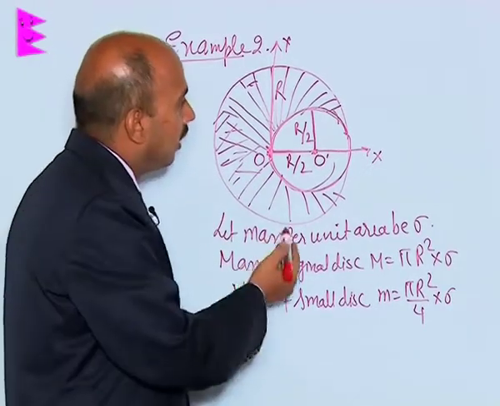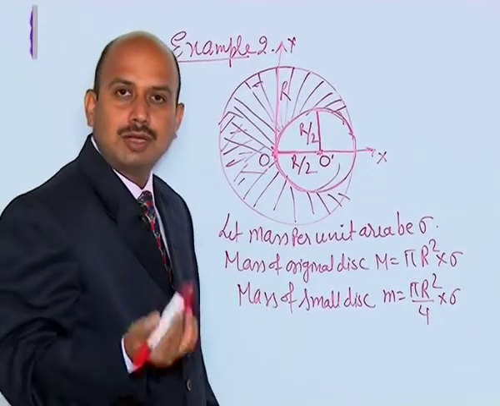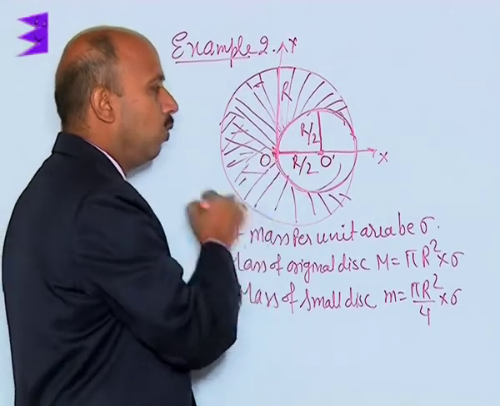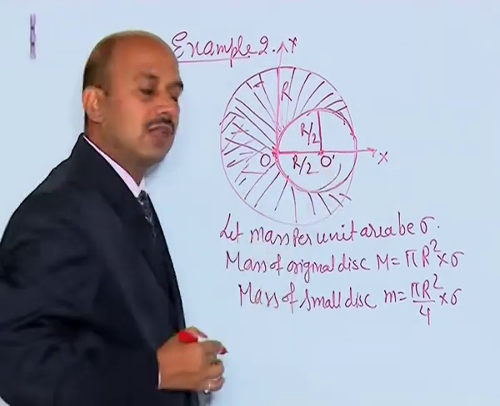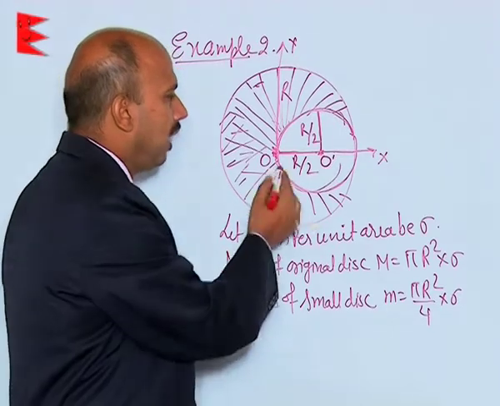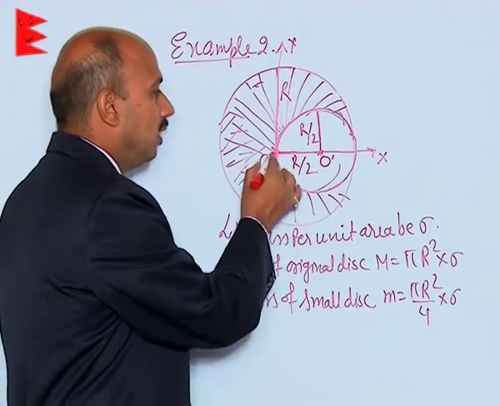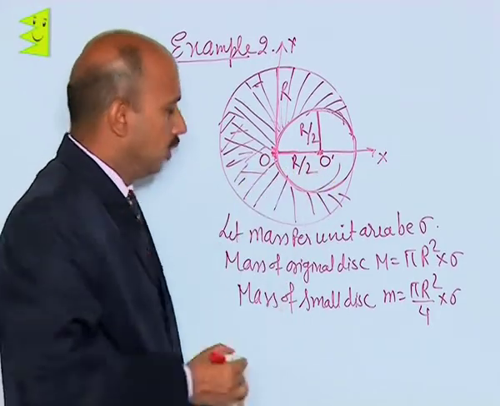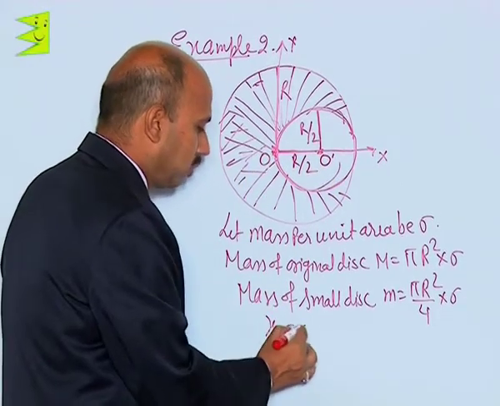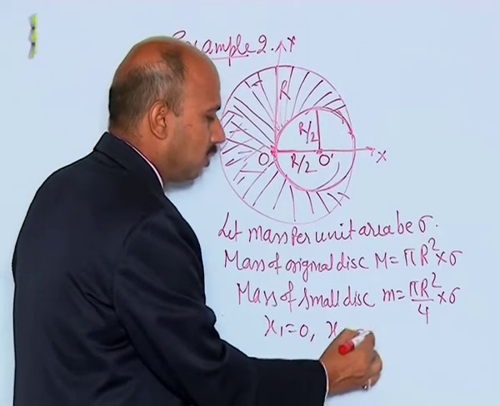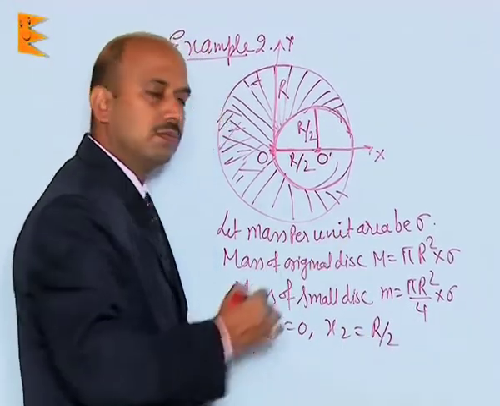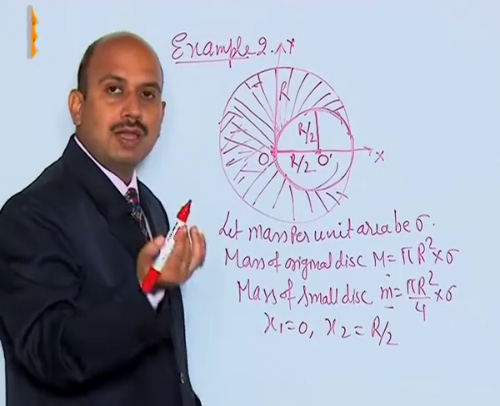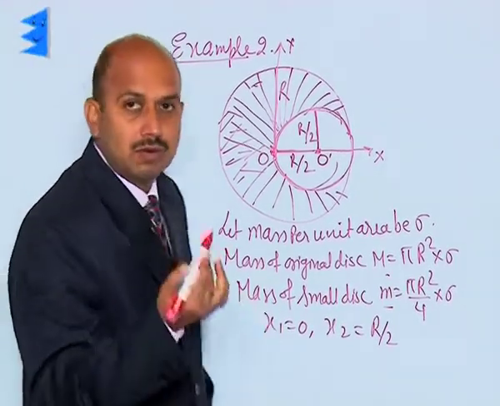So, we have calculated the masses of the small disc as well as the bigger disc. This is a regular geometrical or symmetrical body. So, the center of mass of the bigger disc lies at O and the center of mass of the smaller disc lies at O dash. So, we write their coordinates. See here, this is at the origin and this is at a distance of r by 2. So, we can write x1 is equal to 0 and x2 is equal to r by 2. Already we have got m and small m, so we can calculate the position of the center of mass.